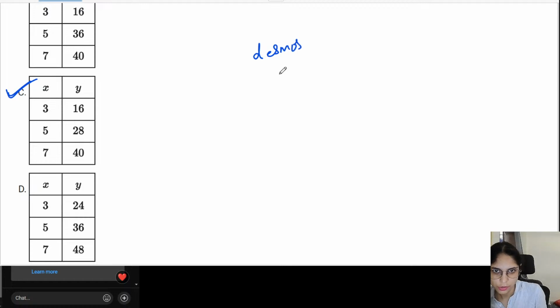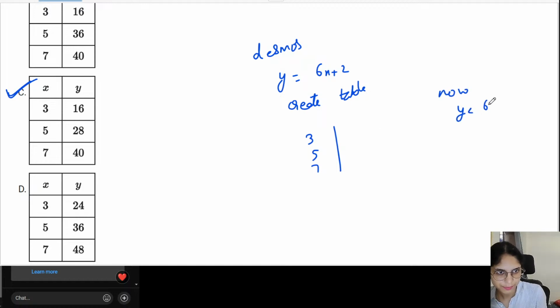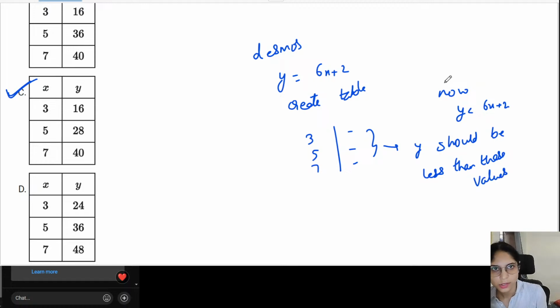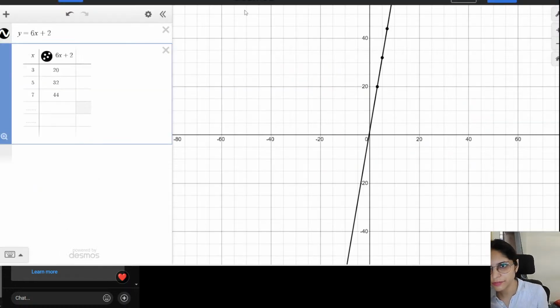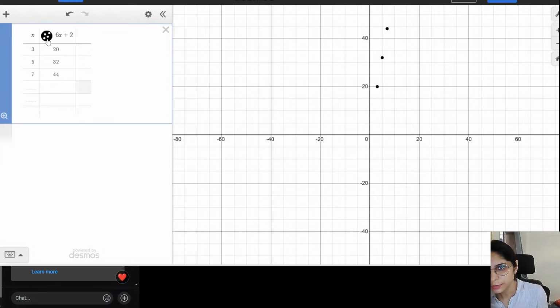So what is the trick? You do y is equal to 6x plus 2. Create table. We will get the values. Now y should be less than these values. So this is the trick that you can do in Desmos. It's way faster. Okay? And you can directly do this also.